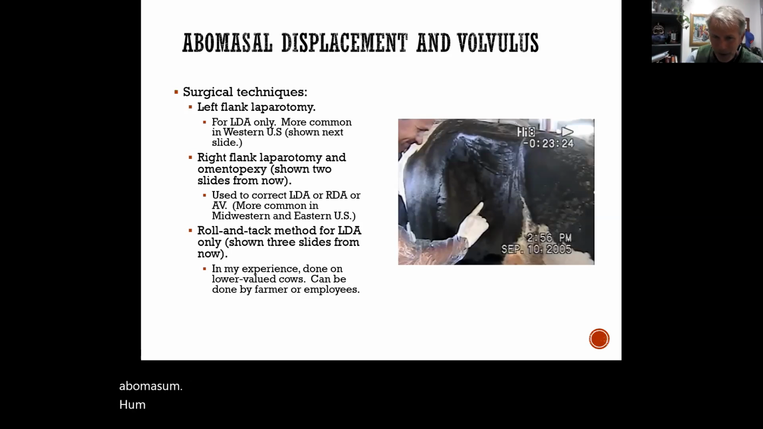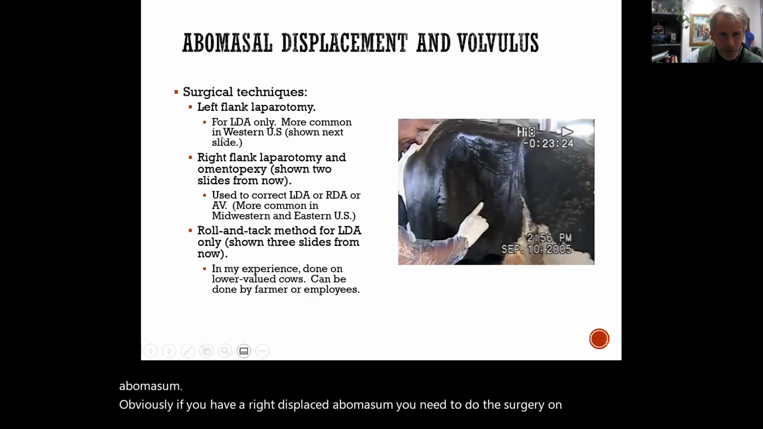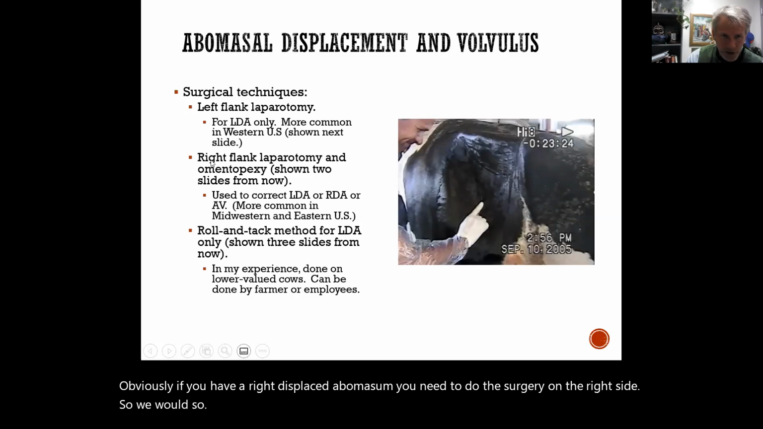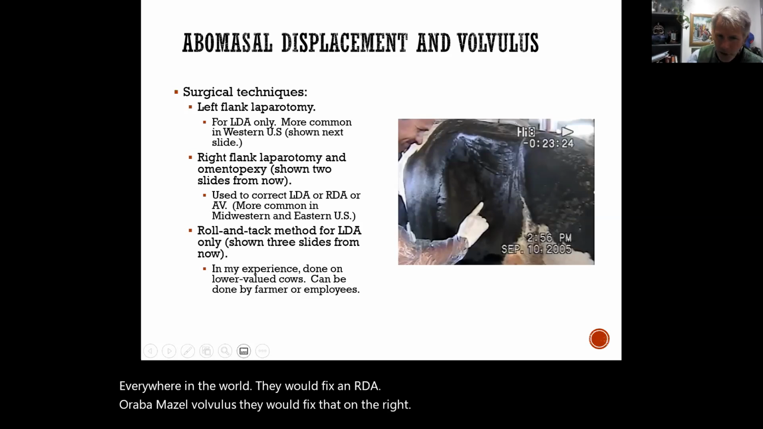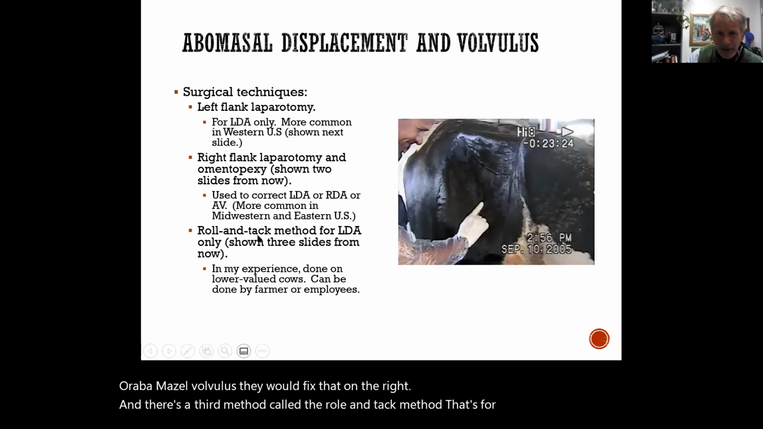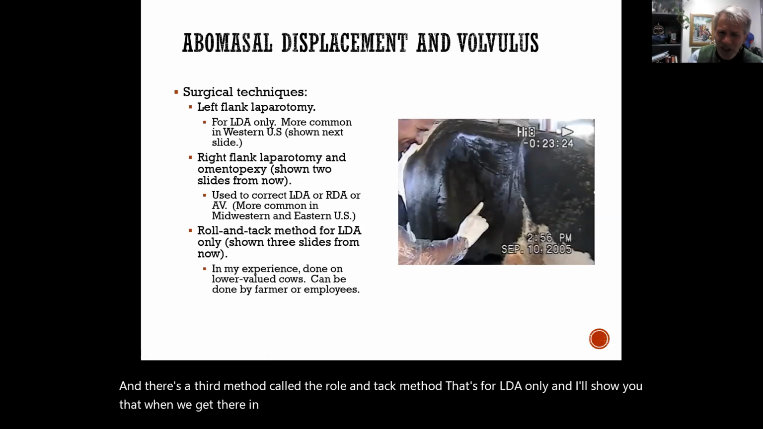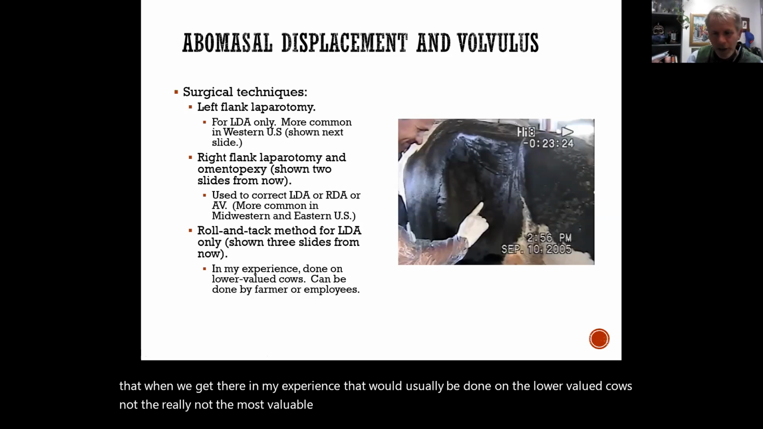Obviously, if you have a right displaced abomasum, you need to do the surgery on the right side. So everywhere in the world, they would fix an RDA or abomasal volvulus on the right. And there's a third method called the roll and tack method. That's for LDA only. And I'll show you that when we get there. In my experience, that would usually be done on lower valued cows, not the most valuable cows, but a cow where the farmer wants to give her a chance.